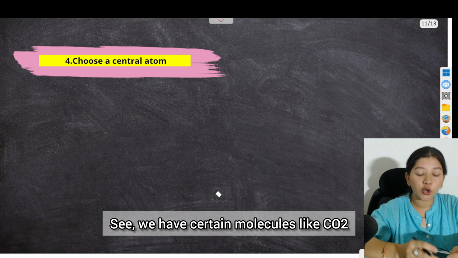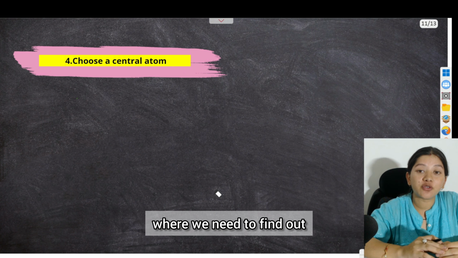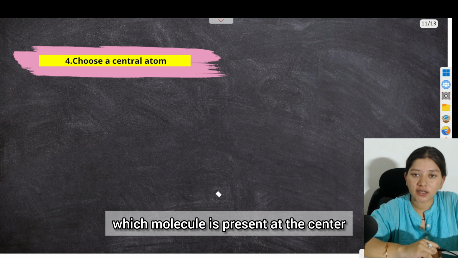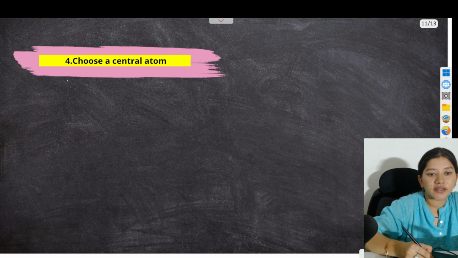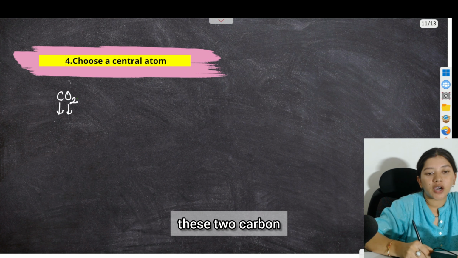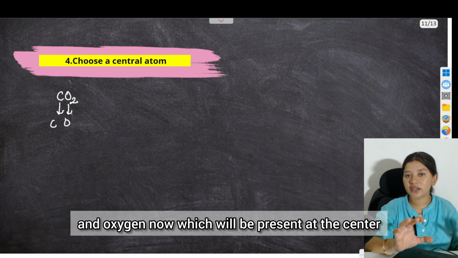We have certain molecules like CO2 where we need to find out which molecule is present at the center. Why am I saying CO2? Let me just tell you. In case of CO2, I have two elements, right? These two, carbon and oxygen. Now which will be present at the center, that is the main question.